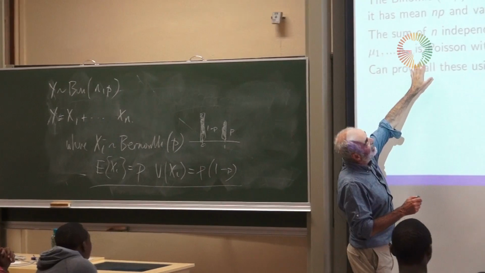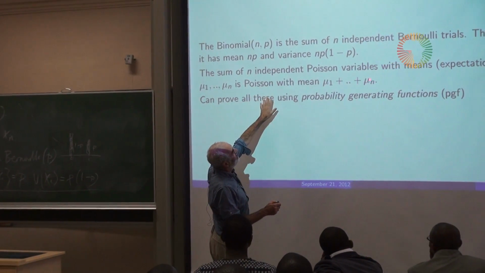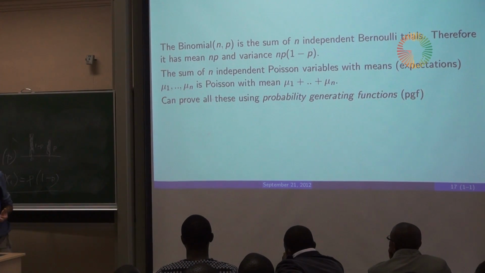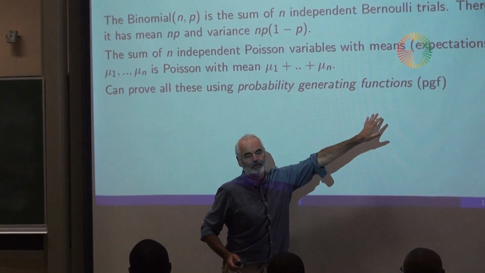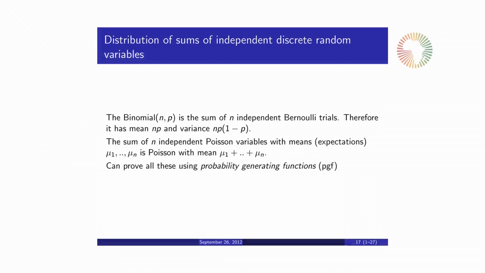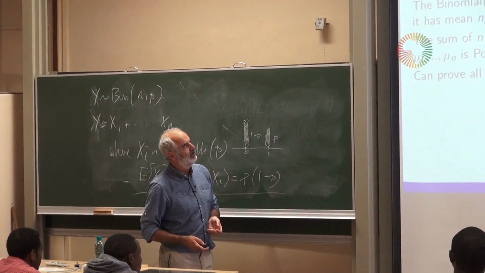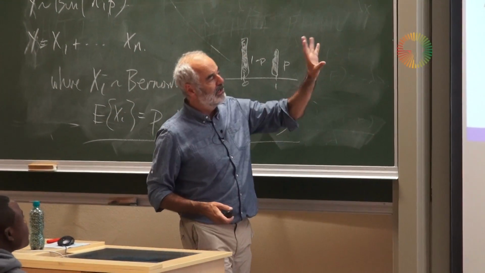Similarly, the sum of n independent Poisson variables is actually Poisson with mean mu1 plus ... plus mu_n. Now, you could prove all these quite easily using the idea of probability generating functions, a polynomial way of proving it. I'm not going to go through all that. I don't think it's important for what we want to do. But if anybody is interested, you can prove these things quite easily.